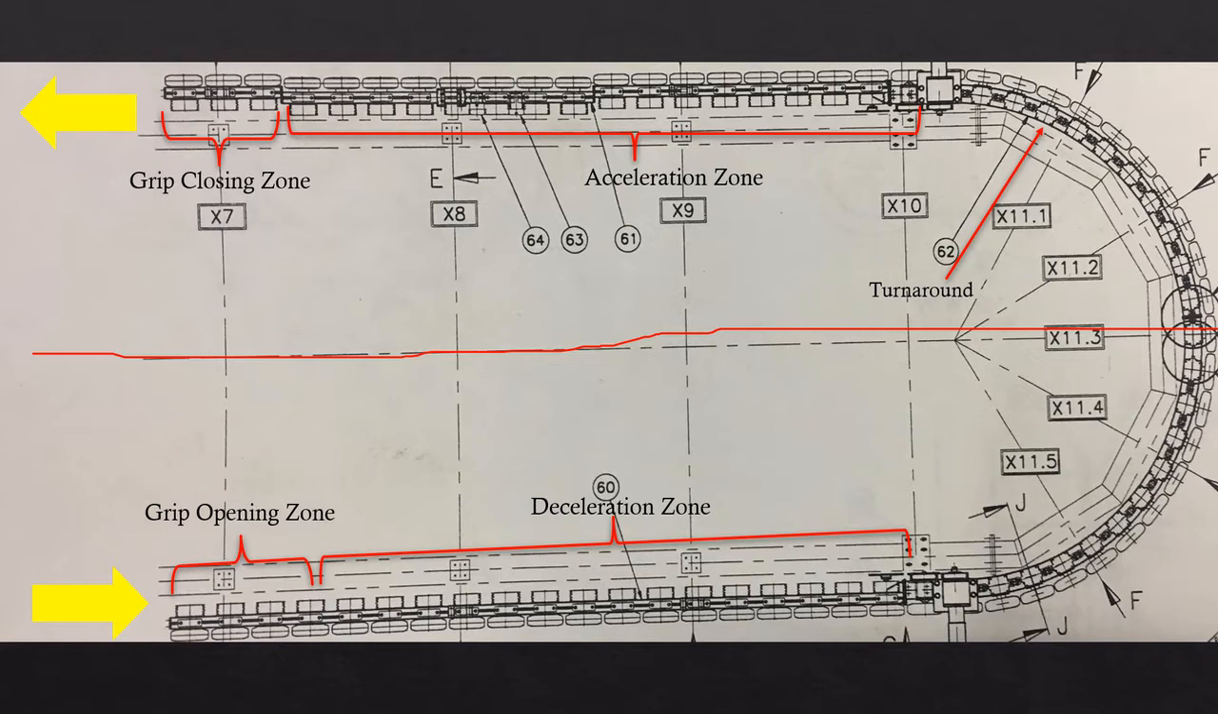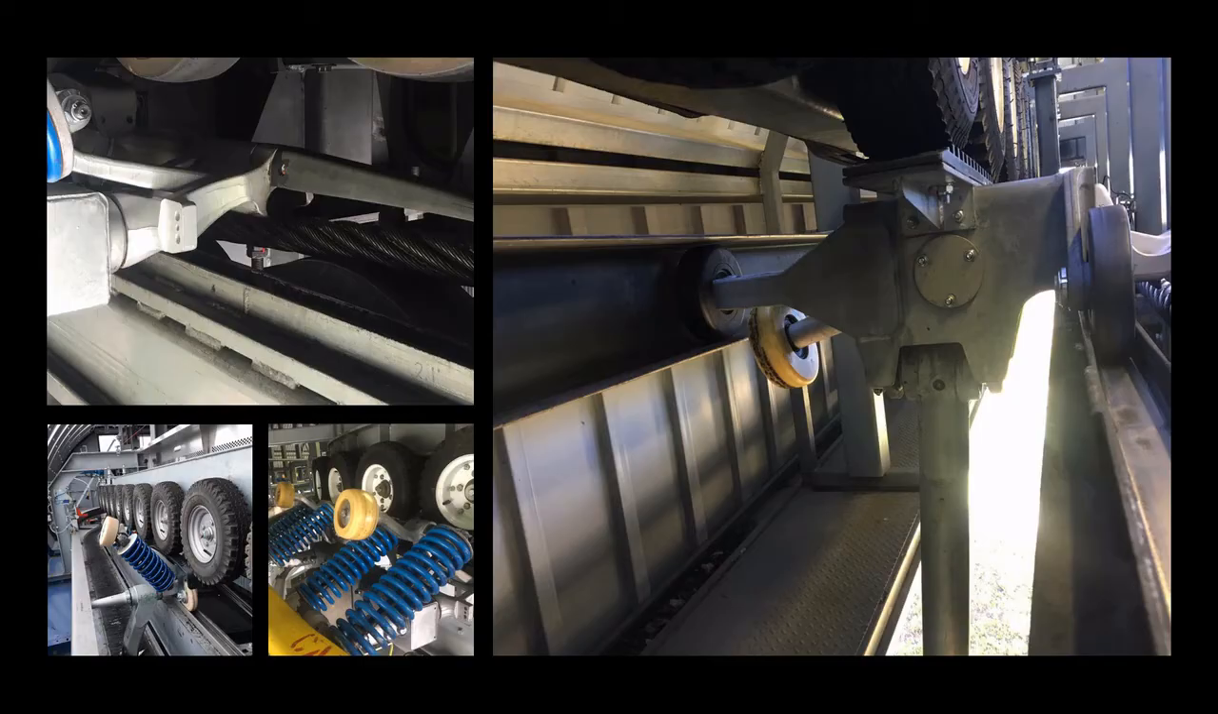Note that the grip closing zone and the grip opening zone happen very rapidly. This is not a gradual process, so that there is not any dragging of the jaws on the haul rope as it is being detached. This would damage the grip jaws and the haul rope. The image on the top left shows a grip that is being reattached to the haul rope. Note that the jaws are open and the haul rope is being deflected into the correct position for reattachment.